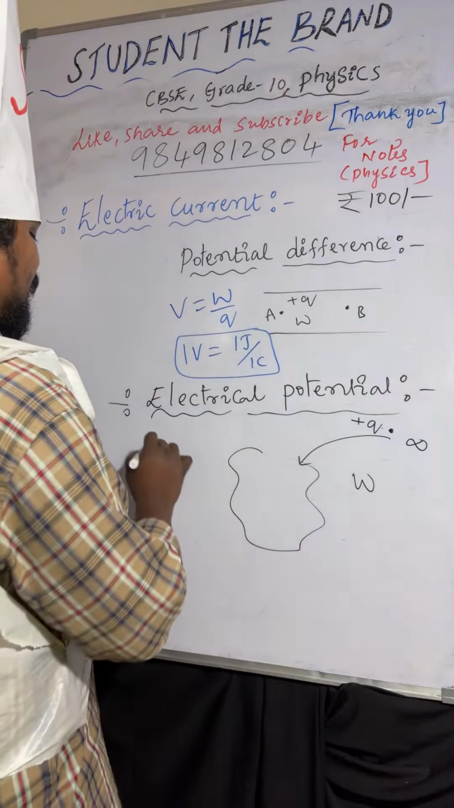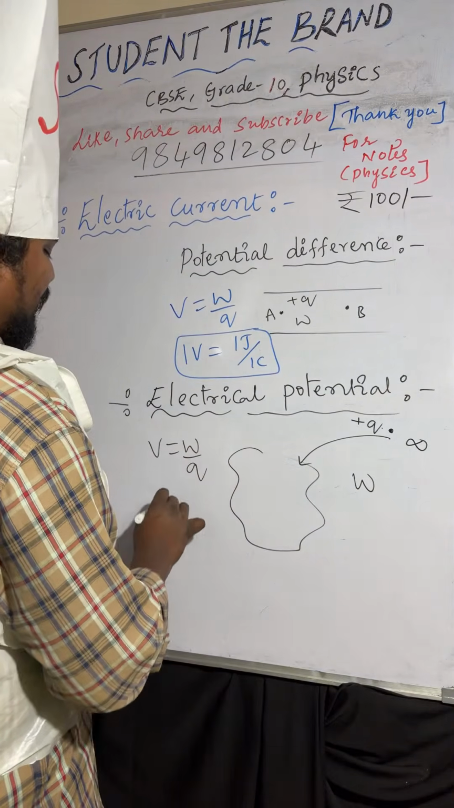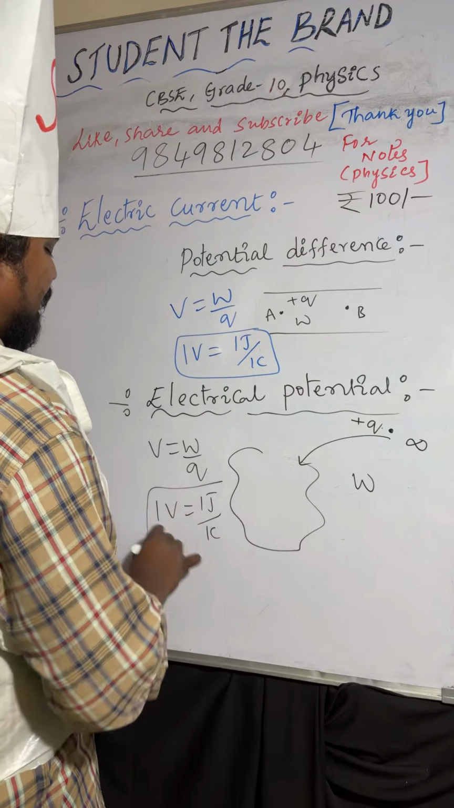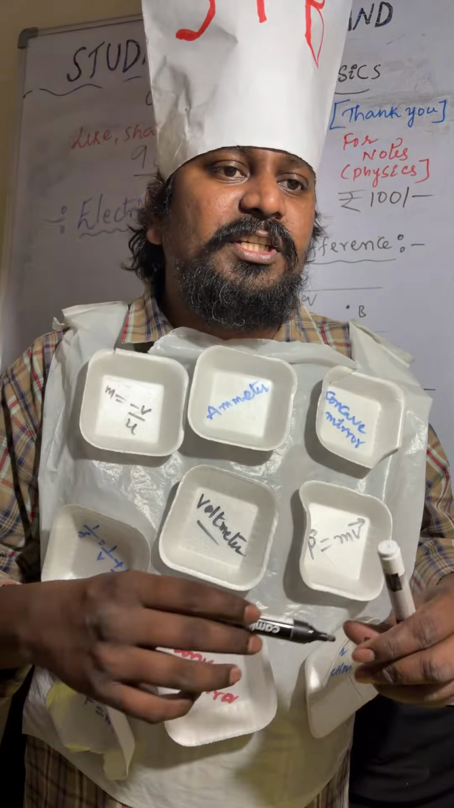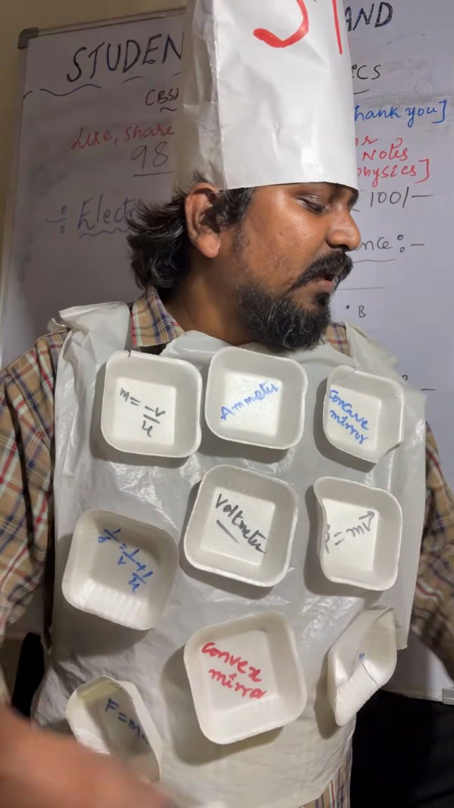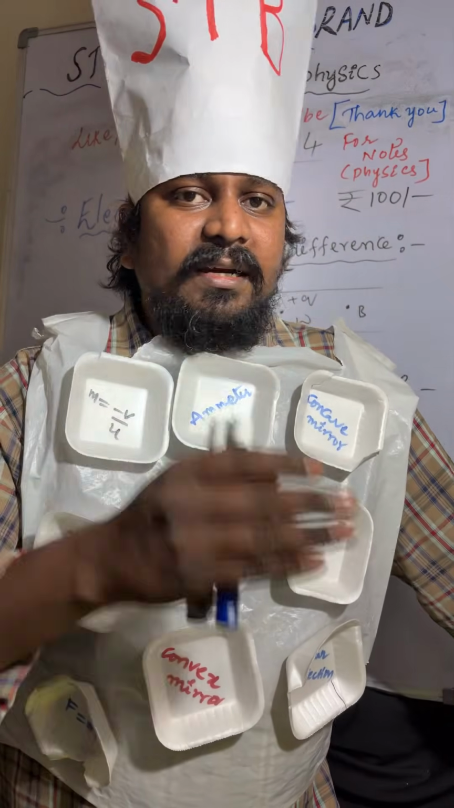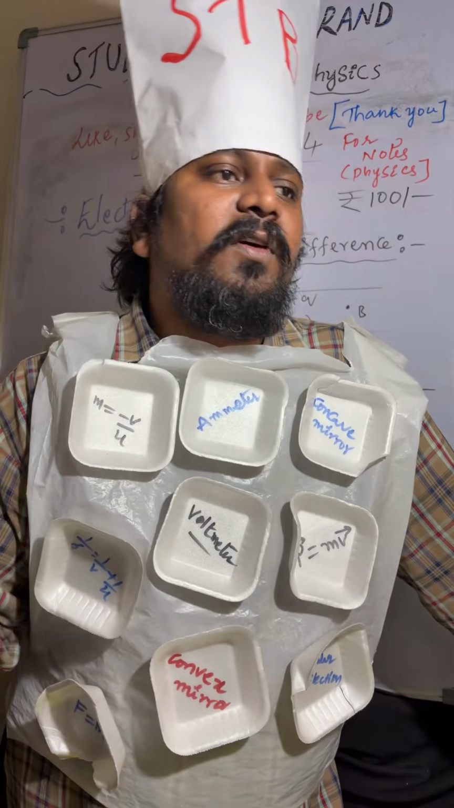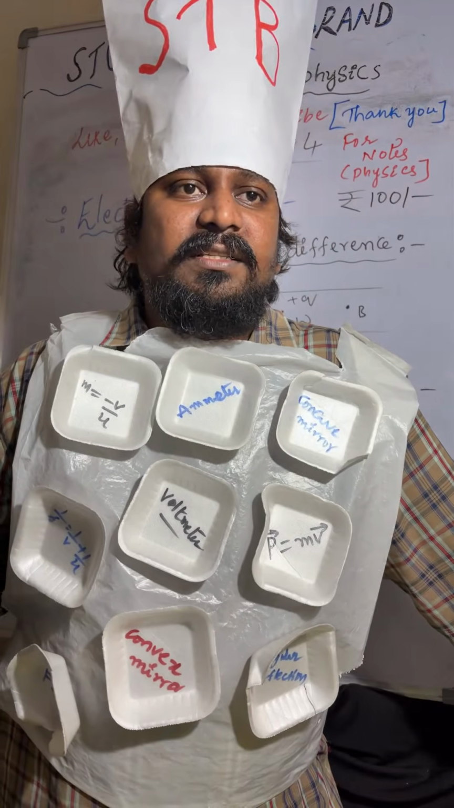V equal to W by Q. 1 volt equal to 1 joule of work is done to bring 1 coulomb of charge. That is nothing but electrical potential. Once again, potential difference is nothing but work done to bring unit positive charge from one point to another point within the conductor.